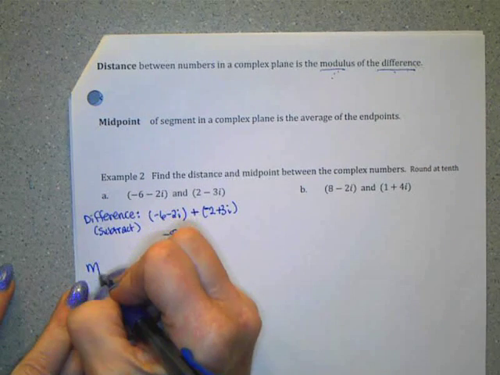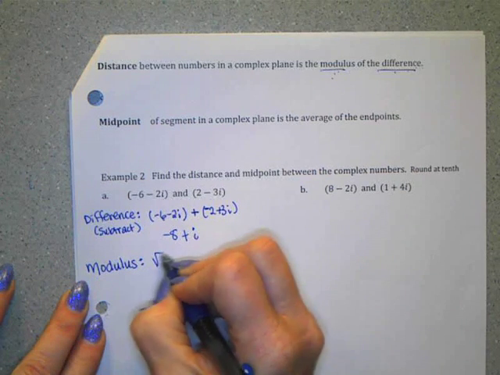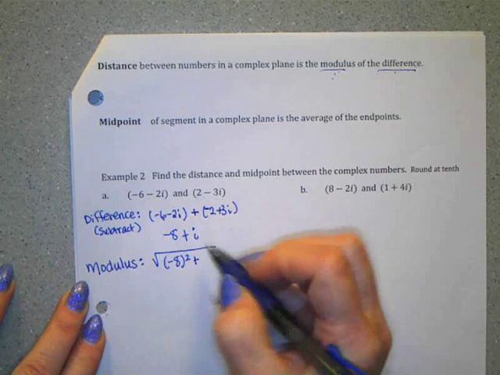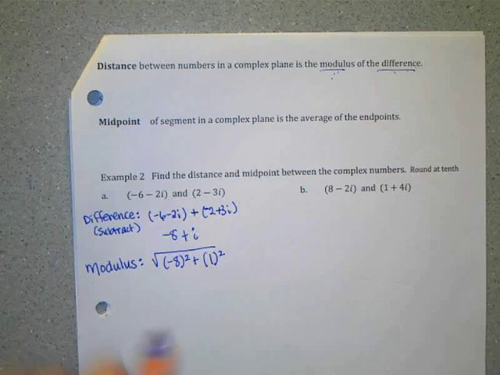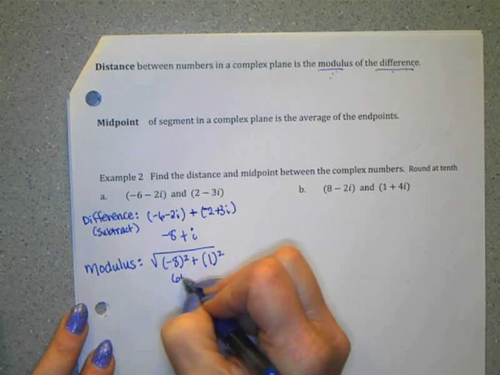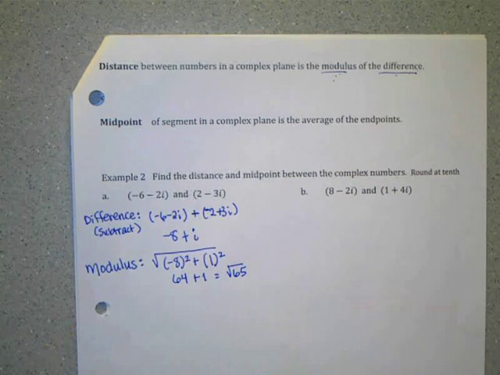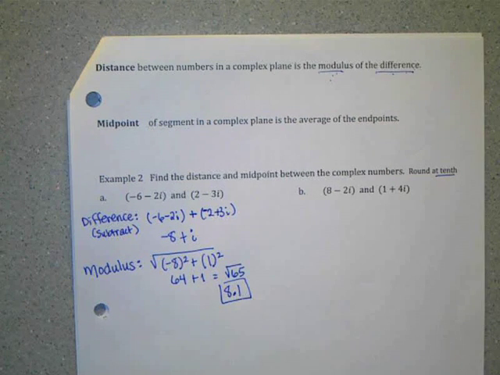So now the modulus will be the square root of the real piece, which is negative 8 squared, plus the imaginary, the b squared, which is 1 squared. Negative 8 squared is 64, 1 squared is 1, so that would be the square root of 65. And the square root of 65, it says here to just round to the nearest tenth. You don't have to do its exact value, so it would be 8.1. So that's how you find the distance.